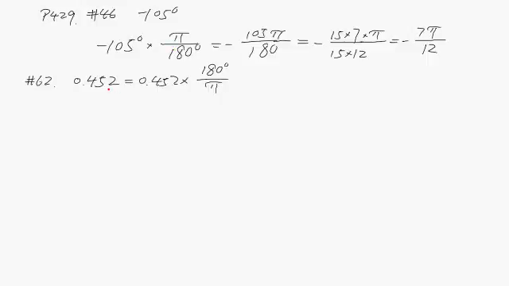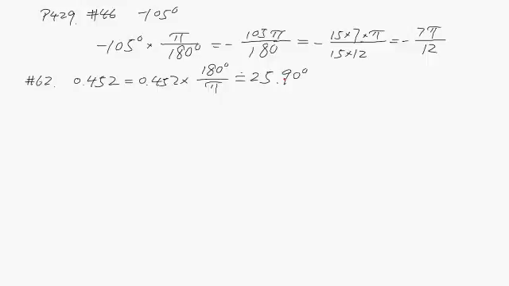Now when you convert a radian measure to a degree measure, you use 180 degrees over pi. In this case, you end up with degrees, right? If you use pi over 180 degrees, you would have a number over degrees. That is not reasonable, right? So in this case, we use 180 degrees over pi, and then you use a calculator, and it is approximately equal to 25.90 degrees.